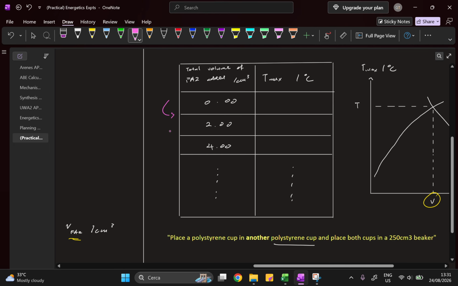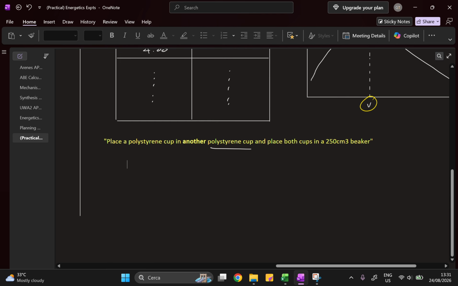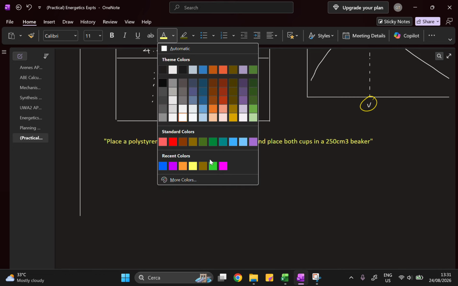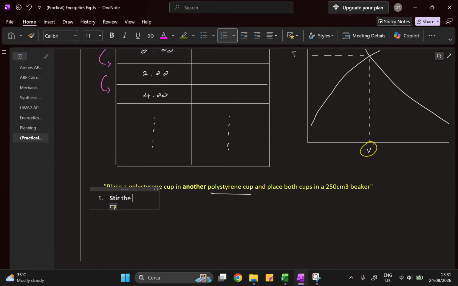Every time you add, for each addition, you need to do two things for planning. The first one is to stir the solution in the polystyrene cup with the thermometer.